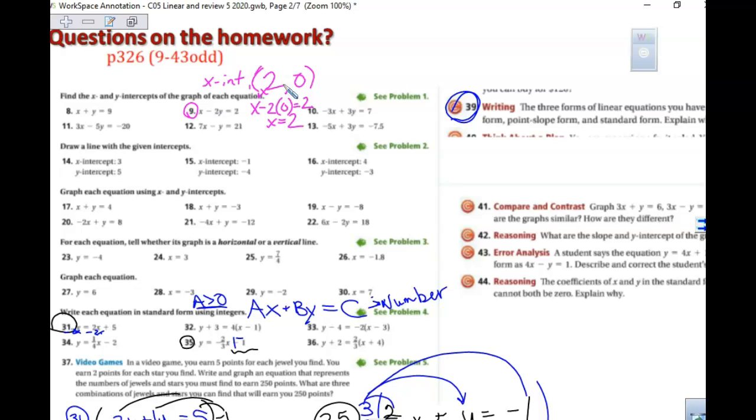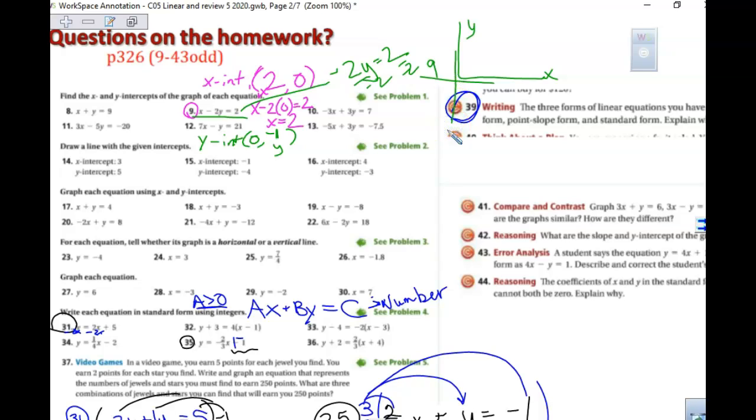Okay? Then I find the y-intercept. I go to the same equation, and this time I'm looking for my y-intercept. I'm looking at when x is 0, what is y? Well, when x is 0, I get negative 2y, because it would have been 0 minus 2y equals 2. And I divide both sides by negative 2, and I get negative 1. So I am going to graph number 9 with my y and x. And I'm going to the point 0, negative 1. That's going to be down here, 0, negative 1. And I'm going to 2, 0.